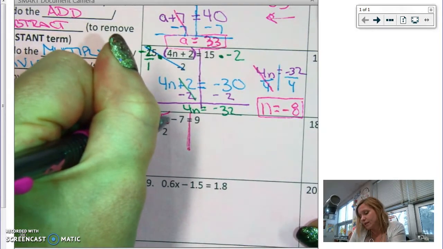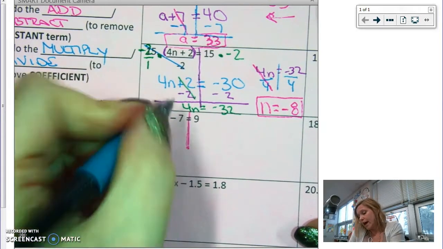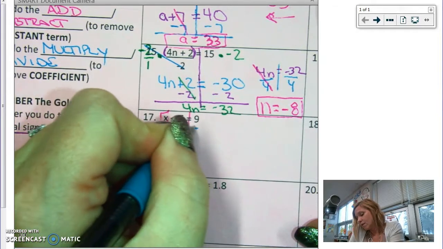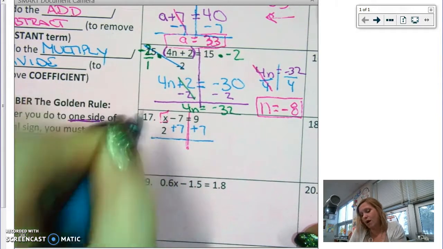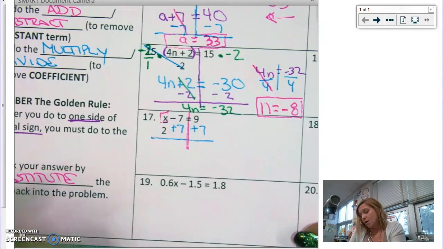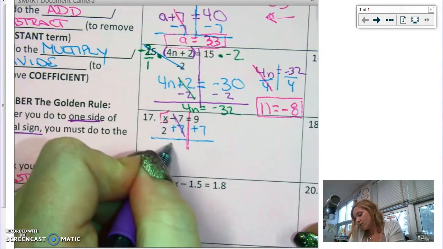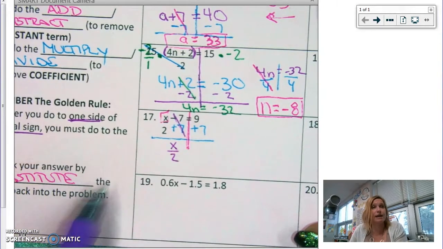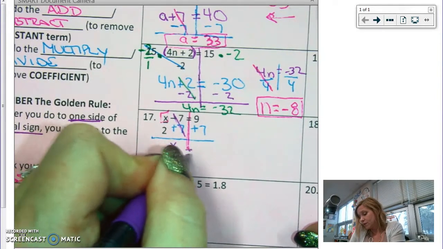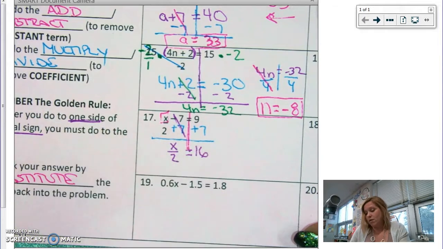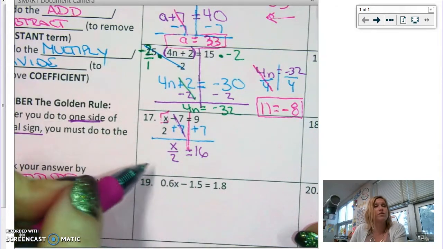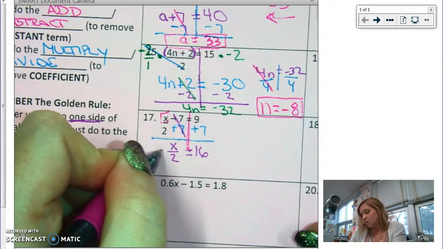We want to get the x by itself, so we are going to add 7 to both sides. There are no parentheses in this problem that we have to worry about. The 7's cancel out, and we're left with x over 2, which is x divided by 2, equals 16. And our last step would be to get rid of the dividing by 2 by multiplying by 2.